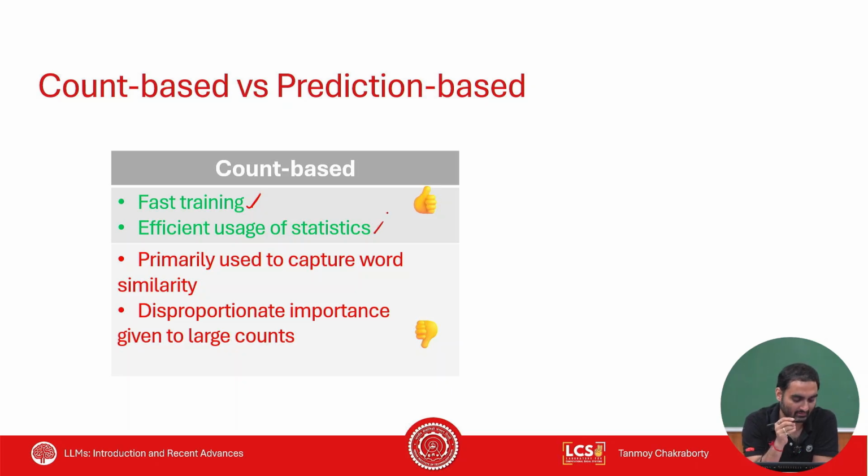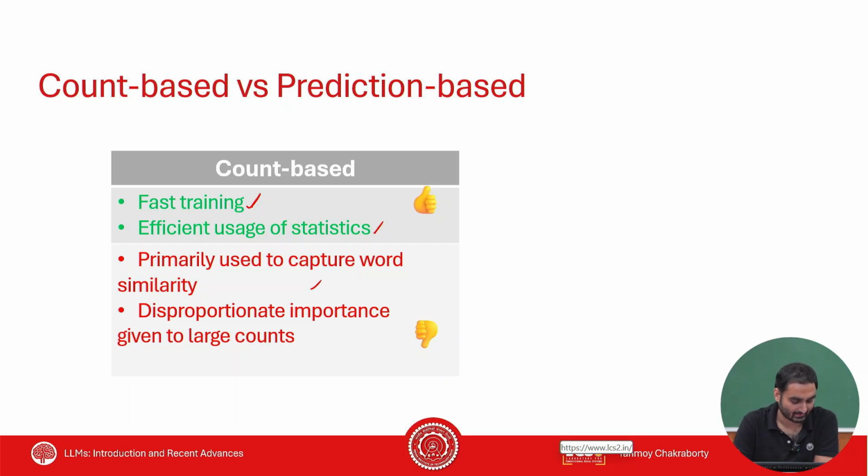It also uses the statistics of co-occurrence very carefully. Because if two words co-appear several times, you see the numbers would be quite high, and you would give more importance to those pairs of words and so on and so forth. What are the problems in count-based methods?